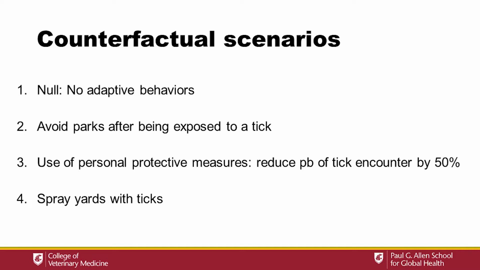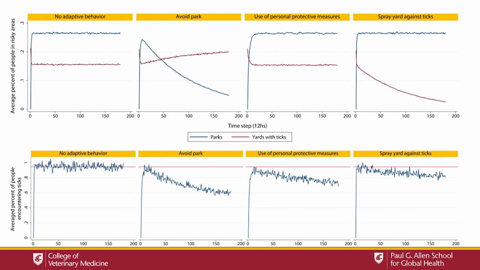And we tested a few counterfactual scenarios. So we have a non-adaptive behavior scenario where people get exposed to ticks and continue their daily activities with no changes. Then we explored three different behavioral changes: avoidance behavior, using personal protective measures, or thinking they got the tick in their yard, so they sprayed their yard. So these are some of the results.